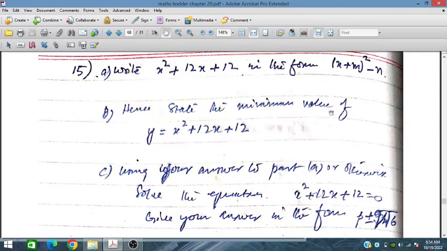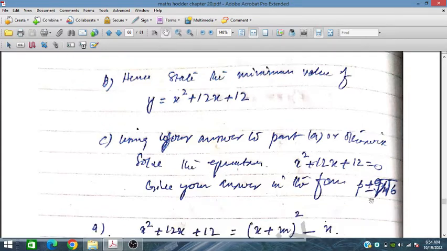Hence, state the minimum value of this x square plus 12x plus 12. We cannot factorize it easily. Using your answer to part A or otherwise, solve the equation, giving your answer in the form of p plus or minus q under root 6. So p plus or minus, this is q, and then under root 6.